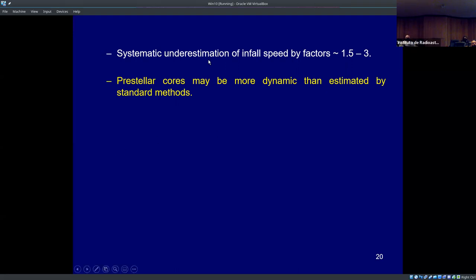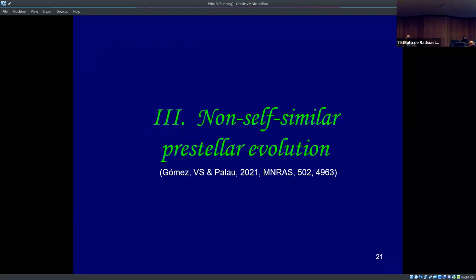Besides what Roberto just said, there's a systematic underestimation, at least with respect to the maximum infall speed in the core. That means prestellar cores may be more dynamic than estimated by standard methods, or at least we're not so constrained to have subsonic infall for the prestellar cores, as is often the argument in favor of this quasi-static early stage. So that's as far as we go in this part.